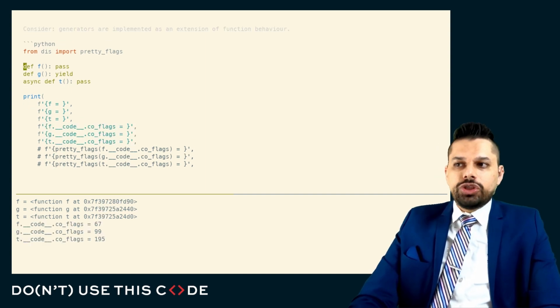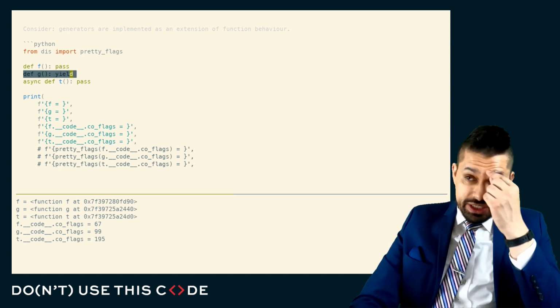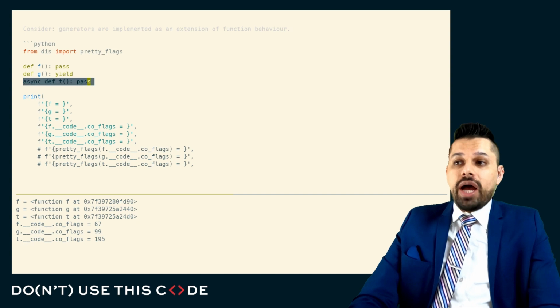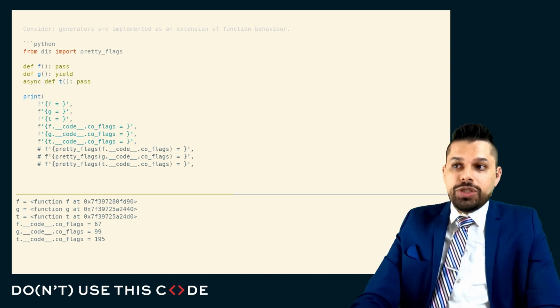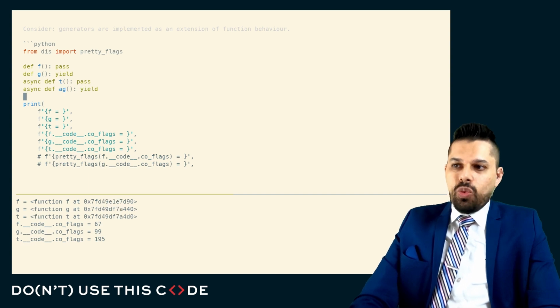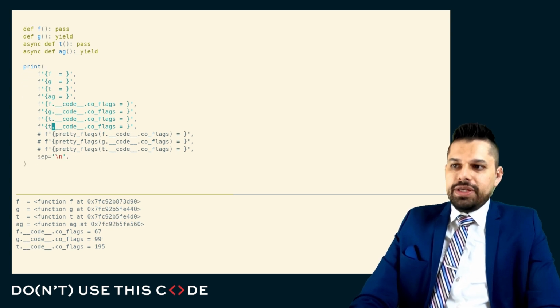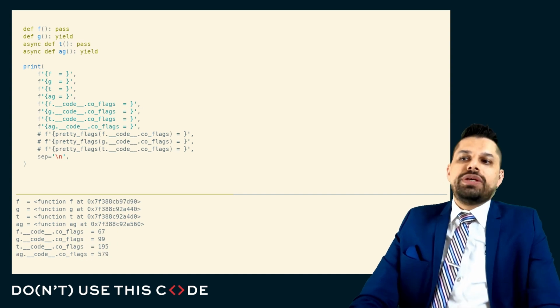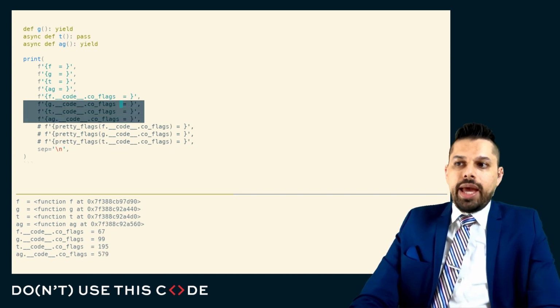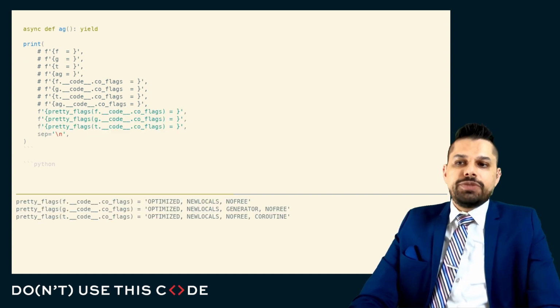When we define a function with def and we don't put a yield in it, when we define a function with def and we put a yield in it, when we define a function with async def and we don't put a yield in it, and when we define a function with async def and we put a yield in it, well, we get entities that all look very similar, but when we dig a little bit deeper, these are actually functions with different flags that have been set that affect how the C interpreter is actually going to execute these. Let me show you what these flags correspond to by asking the dis module to tell us.